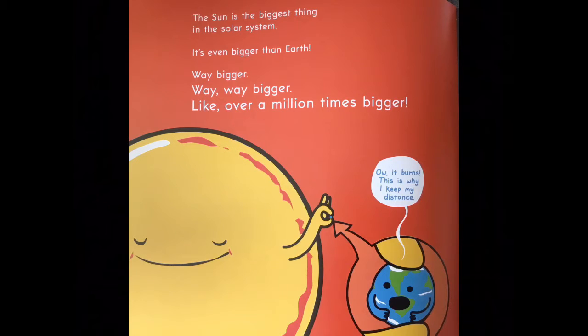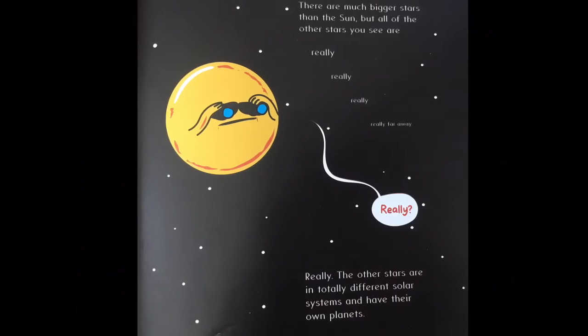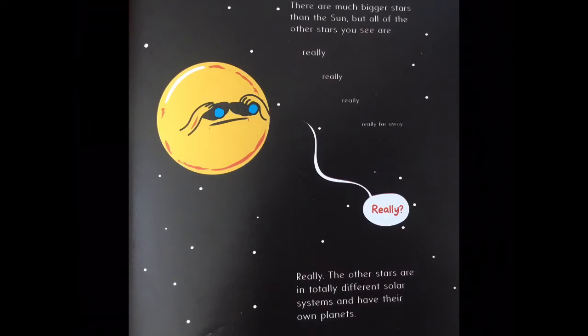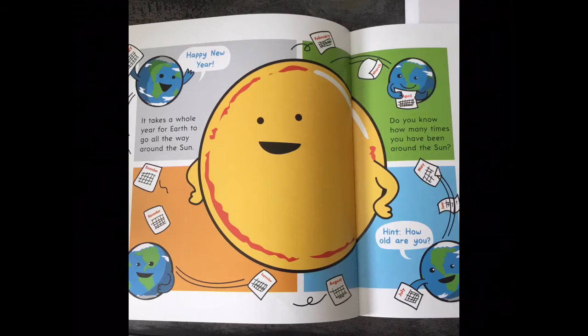Like over 1,000,000 times bigger. There are much bigger stars than the sun, but all of the other stars that you see are really, really, really, really far away. Really. The other stars are in totally different solar systems and have their own planets. It takes a whole year for the Earth to go all the way around the sun. Do you know how many times you've been around the sun? Hint, how old are you?